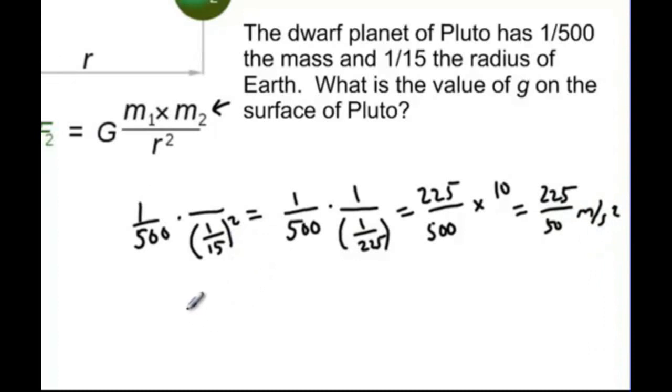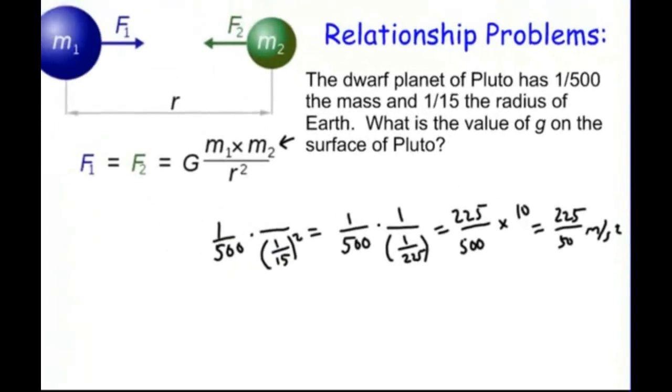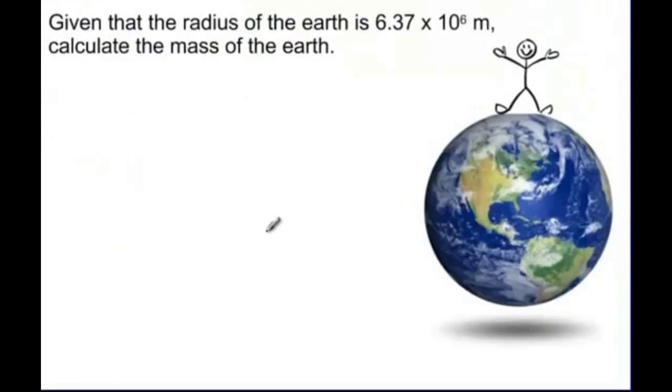Okay, and so there are relationship problems. Hopefully this helps out. All you have to do is plug in the numbers proportionally for the mass, and for the radius, they are being squared. Okay. Here's another problem. This is more of a quantitative problem. This is maybe you standing on Earth, okay? Looking kind of skinny today, but you standing on Earth, given the radius of the Earth, we're going to calculate the mass of the Earth. So what's crazy is you can actually calculate the mass of the Earth.